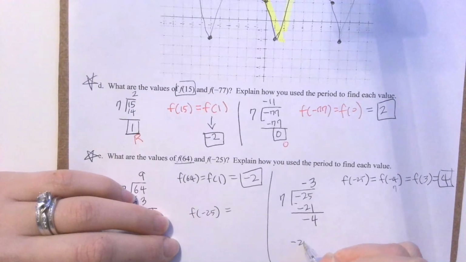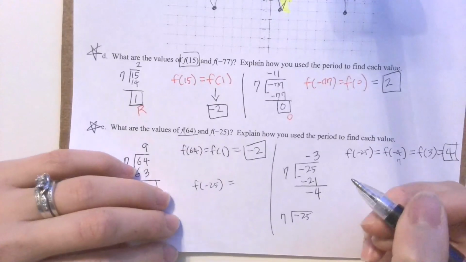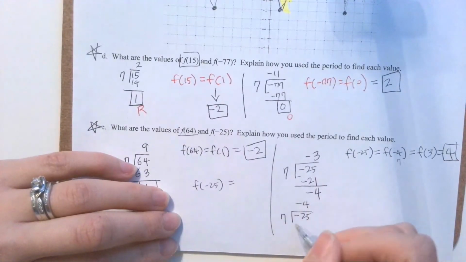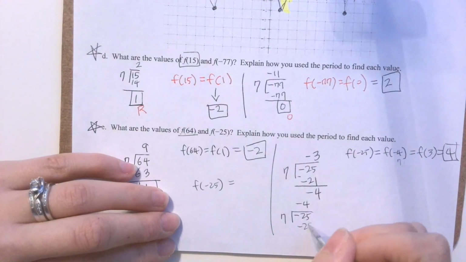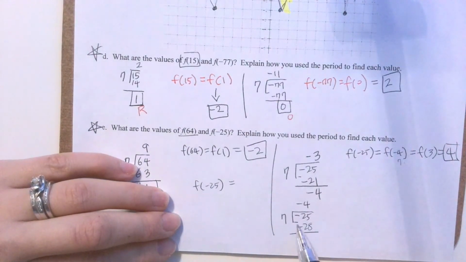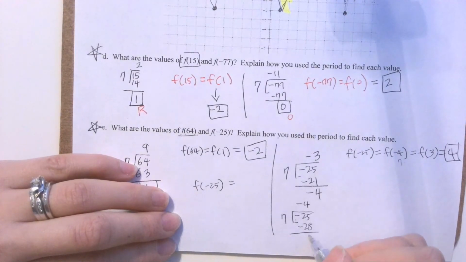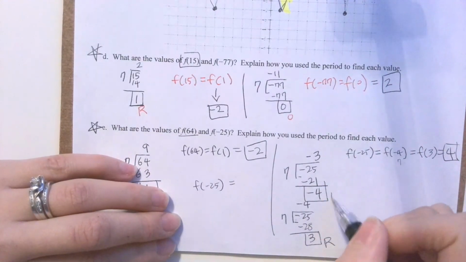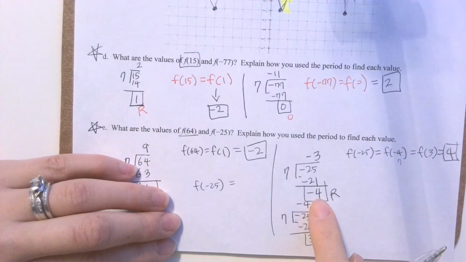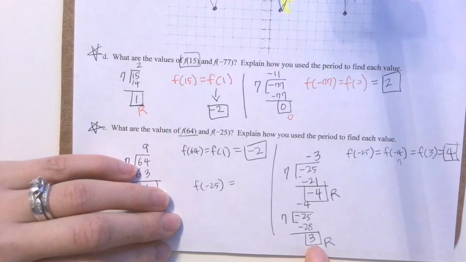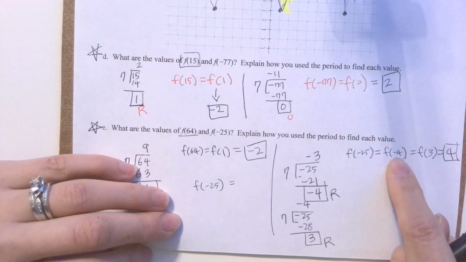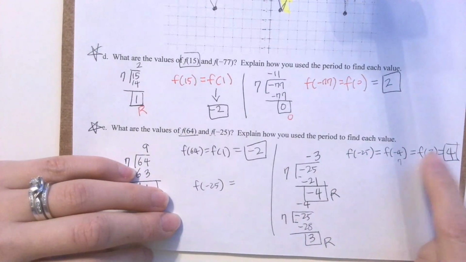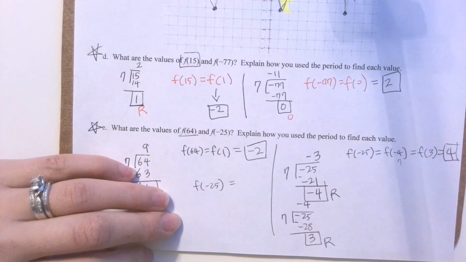Now, let me show you what happens if you were to divide by negative 4 over here. 7 times negative 4 is negative 28. And I subtract it, so I add it. That means negative 25 plus 28 is 3. So my remainder is 3. Well, the cool thing is that whether you got negative 4 as a remainder or positive 3 as a remainder, f of negative 4 is the same as f of 3. So either way, you get the answer of 4.